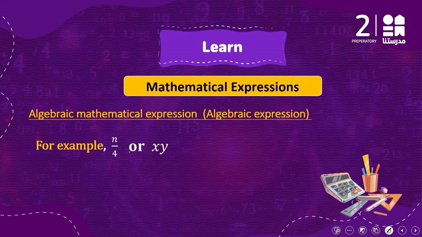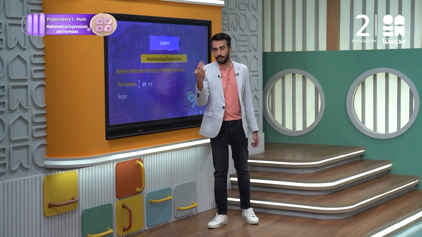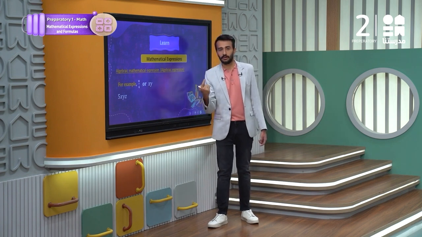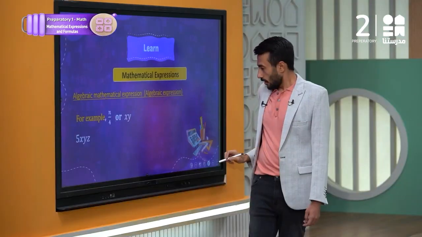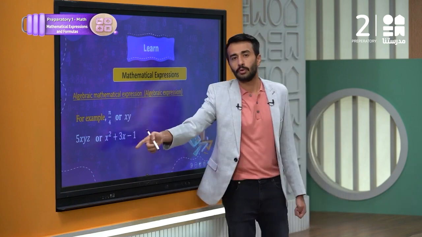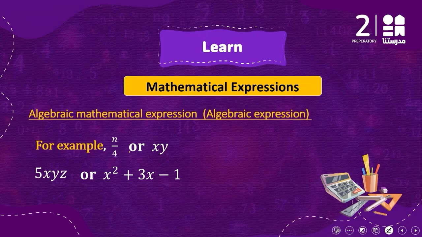Another example like xy, which is x times y. Another example 5xyz, which means 5 times x times y times z. And another example x to the power of 2 plus 3x minus 1. Later on, you will know why this is written without a multiplication sign and what x to the power of 2 means.